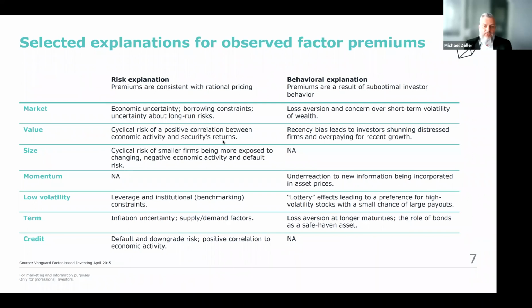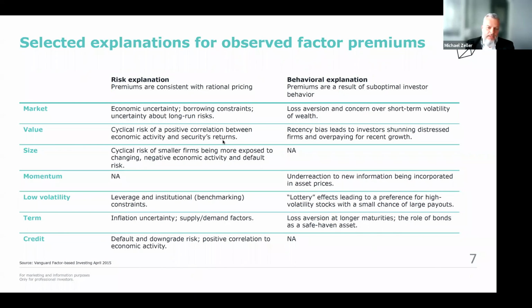But the other explanation, of course, could again refer to the behavioral explanations. So it could be that the high volatility stocks just have some kind of lottery effects, leading to a preference for high volatility stocks with a small chance of large payouts. And therefore, low volatility stocks would be undervalued, which would then again lead to the outperformance potential in the future. So you see, we have the same factor, and you have a lot of explanations why we observe outperformance of these factors.